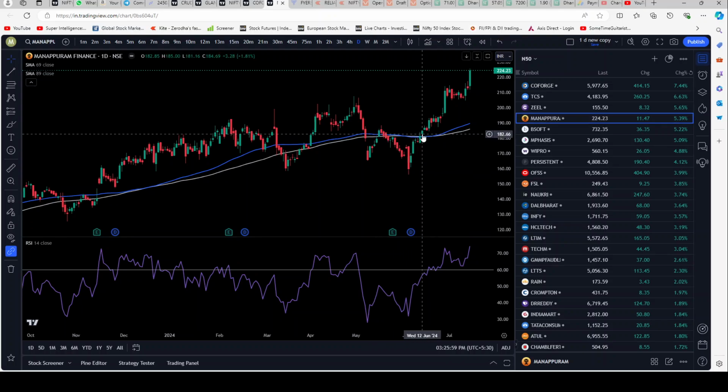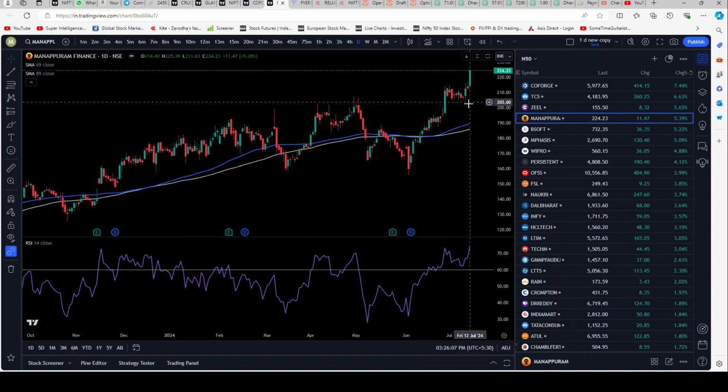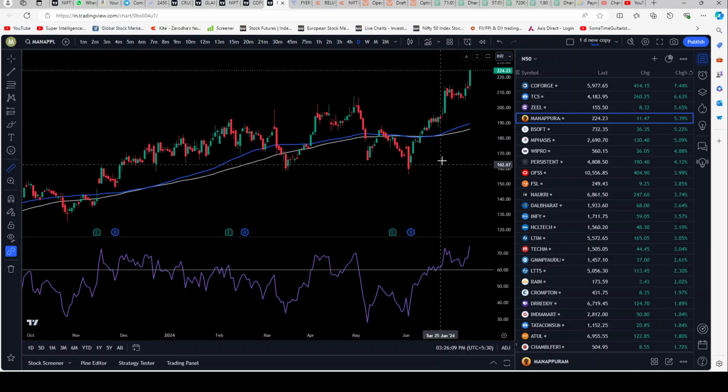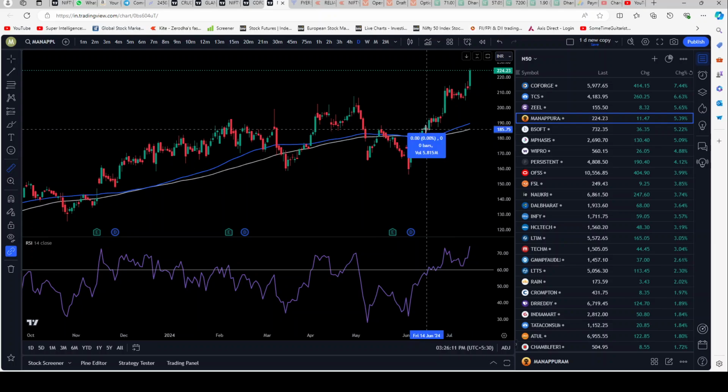Manappuram, you see, breaks out 69, 89, both broken out over here. Over here, it crosses the RSI 60. Boom, it goes up. How many points? From here to here.